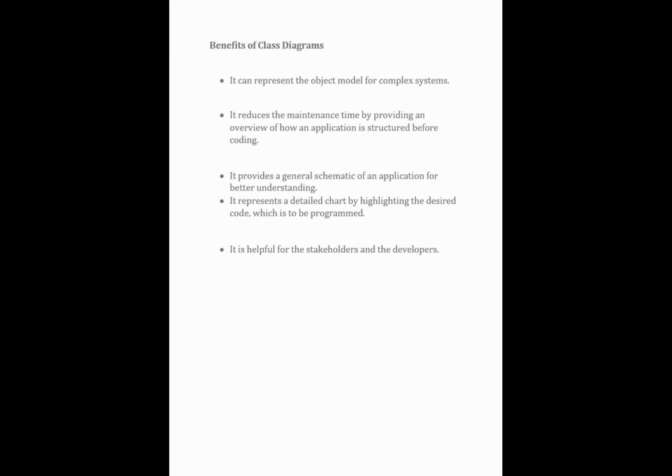So next we can discuss benefits of class diagram. It can represent the object model for complex systems. It reduces the maintenance time by providing an overview of how an application is structured before coding. It provides a general schematic of an application for a better understanding. It represents a detailed chart by highlighting the desired code which is to be programmed. It is helpful for the stakeholders and developers.